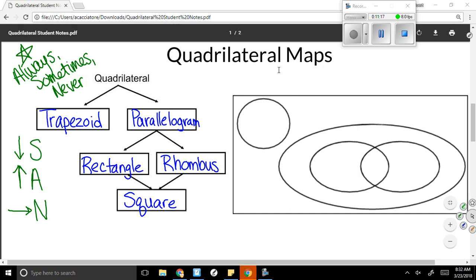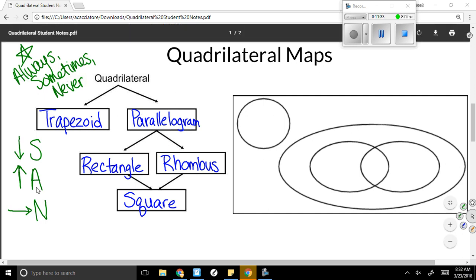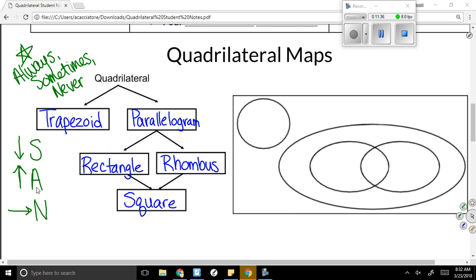So I'll give you an example using those words and how it shows on our little family tree. If they're asking me how many times a quadrilateral is a parallelogram, I move down the family tree. So that's sometimes because I moved down. But if they ask me how many times a parallelogram is a quadrilateral, that's going backwards. So I'm going up the family tree. So that would be always. And we'll have a lot of time that we can practice using that little trick in just a moment.